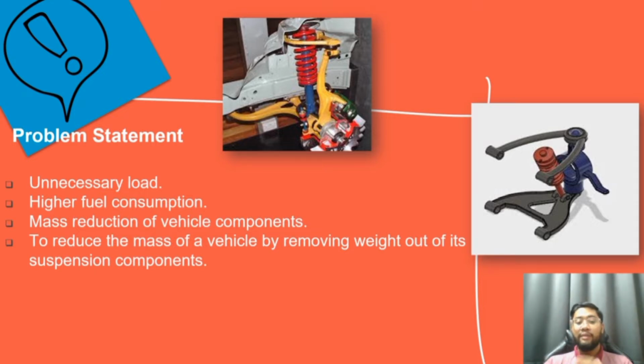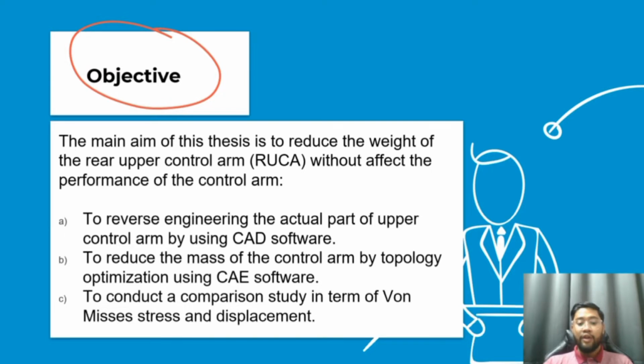Therefore, the purpose of this study is to reduce the mass of the vehicle by removing the low stress region in the suspension system. For the objective, the main aim of this thesis is to reduce the weight of the rear upper control arm without affecting the performance of the control arm.